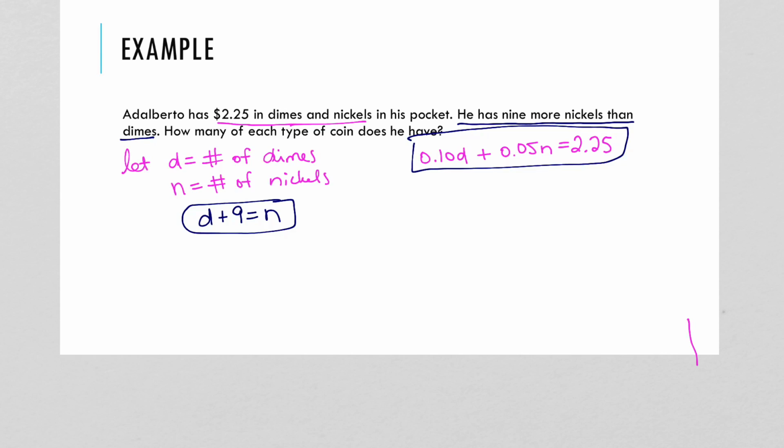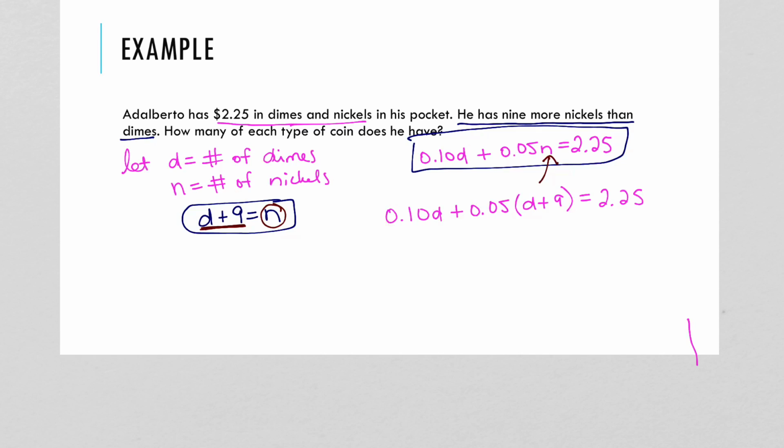If N is equal to D plus 9, then wherever I see N in the other equation, I can put in D plus 9. So my next equation will look like this. 0.10 times D plus 0.05 times, instead of N, I'm going to write D plus 9 here, equals 2.25.